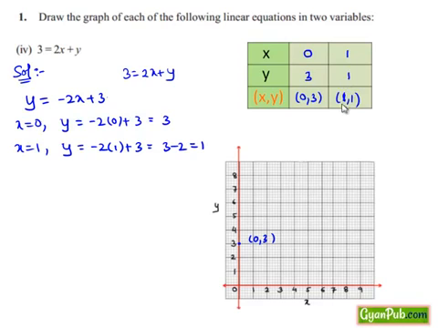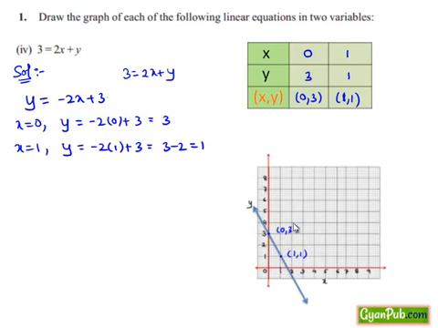Now we have to plot the other point (1, 1) on the graph. Starting from the origin, since the x-coordinate is given as 1, we move 1 unit from the y-axis along the positive direction of the x-axis. And further from this point, since the y-coordinate is given as 1, we move 1 unit from the x-axis along the positive direction of the y-axis. So the point (1, 1) lies here.